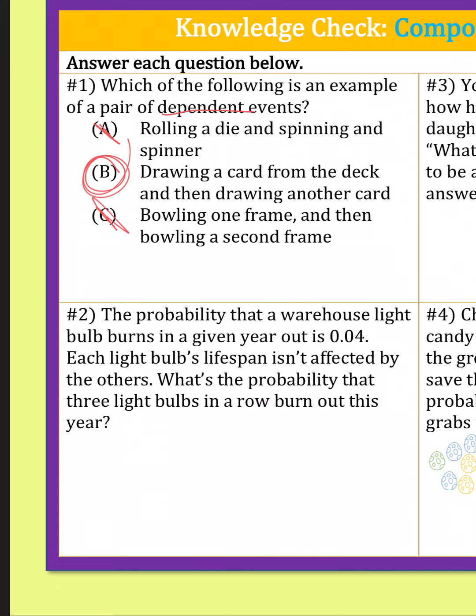Number 2, the probability a warehouse light bulb gives out is 0.04. Each light bulb's lifespan isn't affected by the others. Okay, I'm basically saying here, these are independent. What's the probability that 3 light bulbs burn out? Well, the probability of 1 is 0.04, so that's for the first light bulb. The second light bulb, the probability that it burns out is 0.04. And for the third light bulb, the probability that it burns out is 0.04.